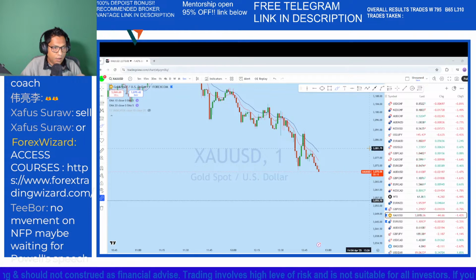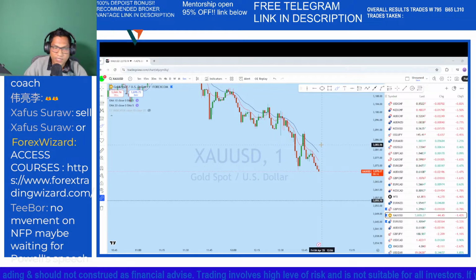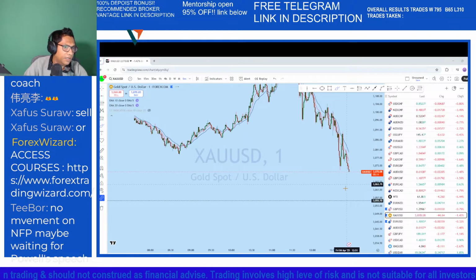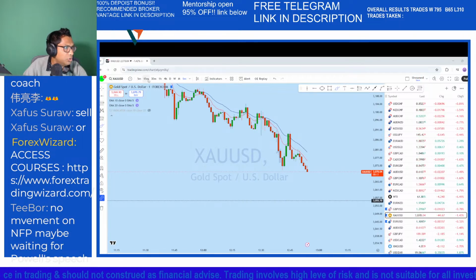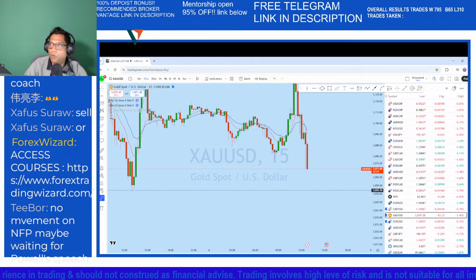So as we can see, this market is trending in that direction, so we will keep an eye out for further entry opportunities. As soon as we find one, we will enter that trade.